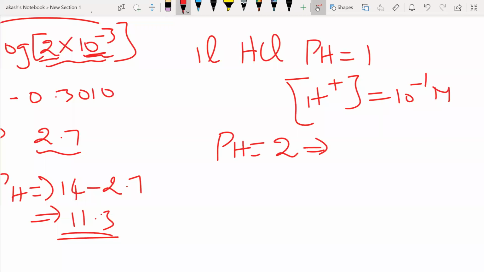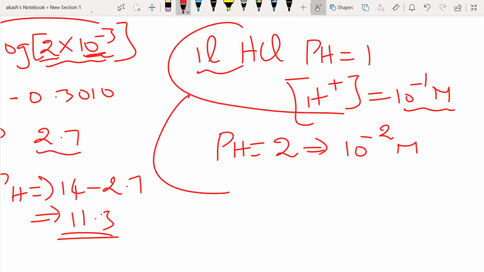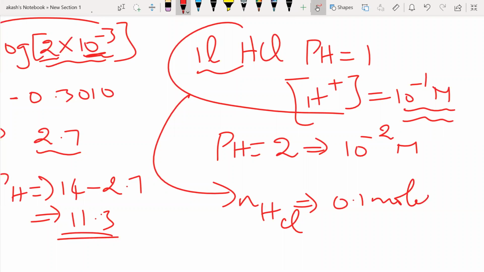Now what they're telling is I want the pH to be equal to 2. That means I want the concentration to be 10 to the power minus 2 M for the HCl. Now you can easily see the number of moles. Number of moles of HCl will be molarity into volume, that will be 10 to the power minus 1 into 1 liter, which will be 0.1 moles.